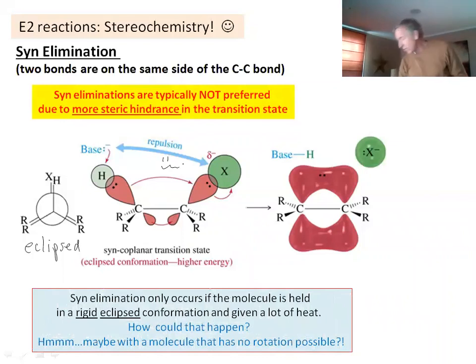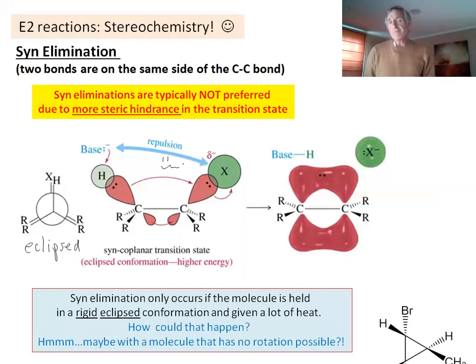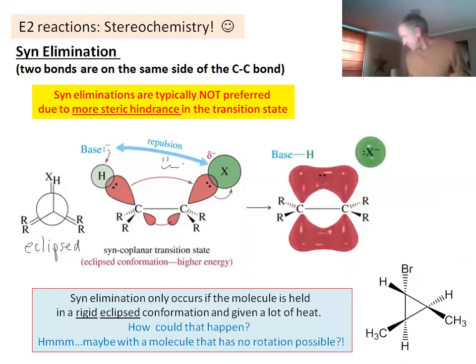Now, notice my model here of all single bonds allowed me to rotate it so I could get my hydrogen away from my leaving group. That these two could be anti to each other because they could rotate away from each other and become anti, right? So the only way that syn elimination really occurs is when you can't rotate. So what can't rotate? How about this molecule?